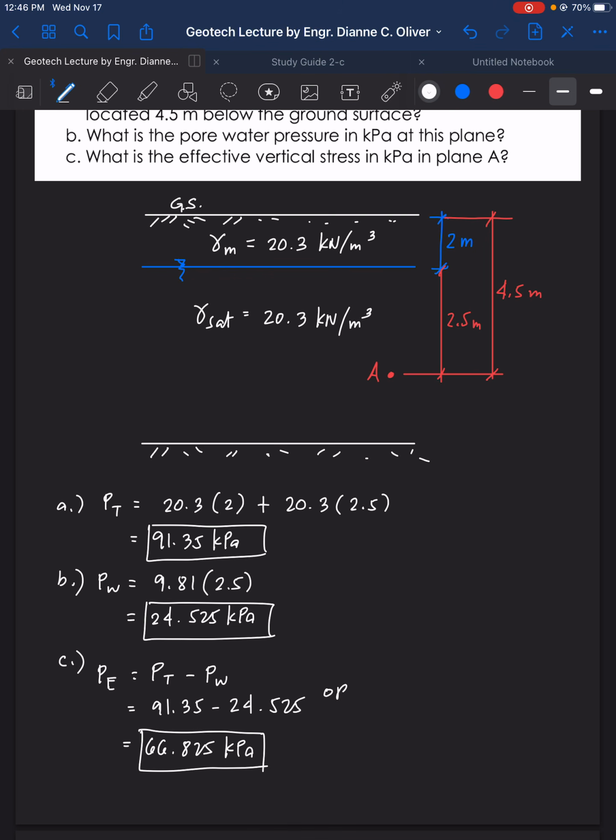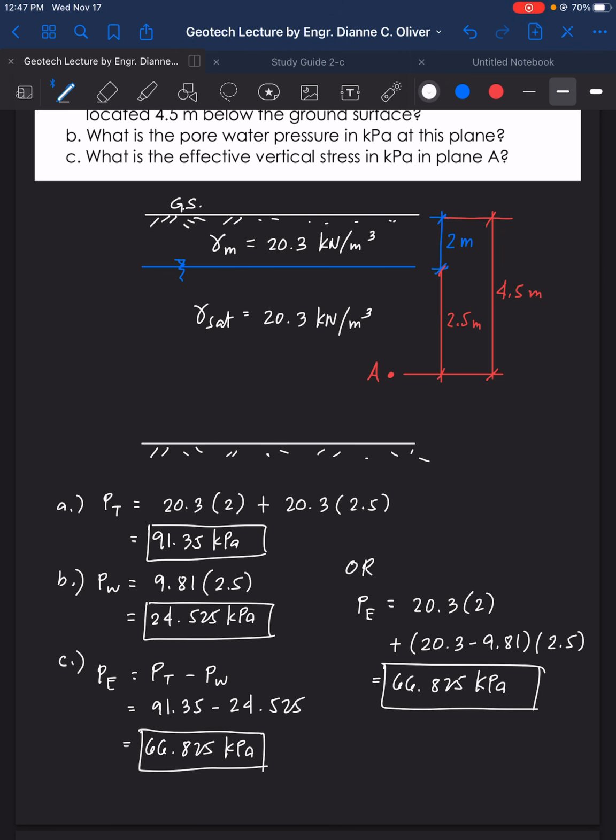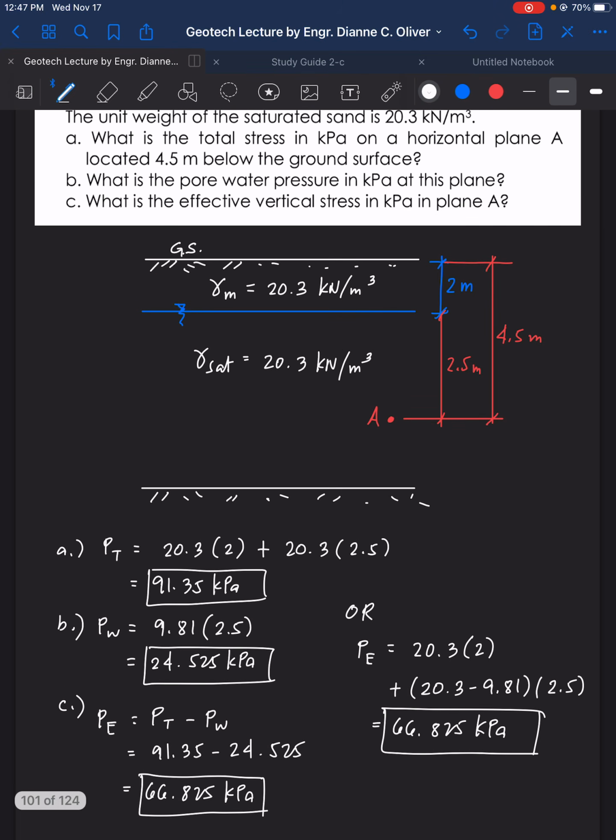Now we can have other solution, of course. So we have here P effective is equal to 20.3 times 2 for the gamma moist. For the gamma sat, you deduct the water, 9.81 times 2.5. So P effective now is equal to 66.825 kilopascal. Still the same, right? So that's for number 5.